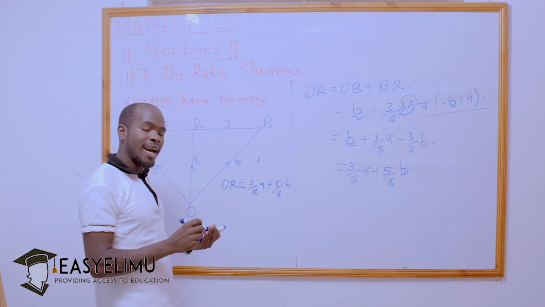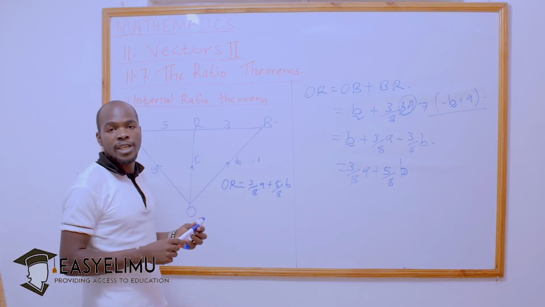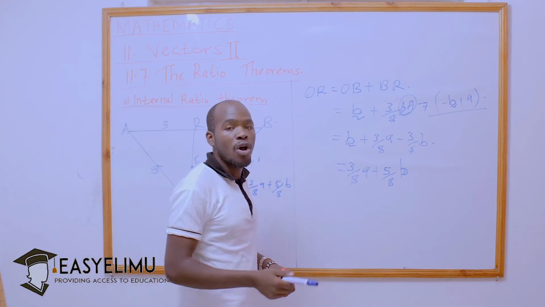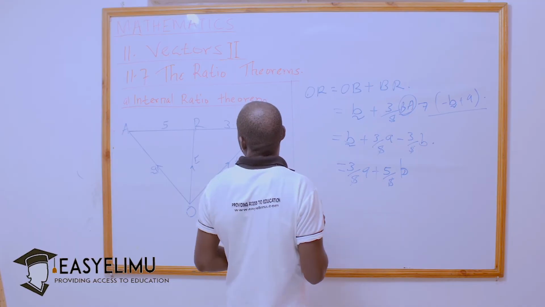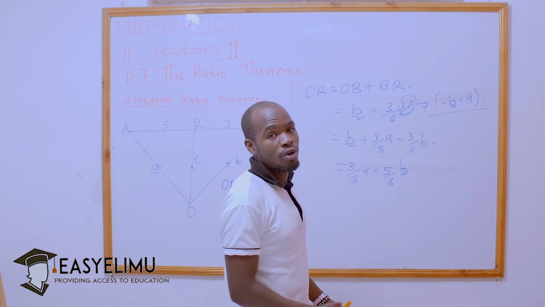So meaning, regardless of the way or route you use, you will get the same value. So that is how we find internal division, that is the internal division ratio theorem. So let's go on and see external division.